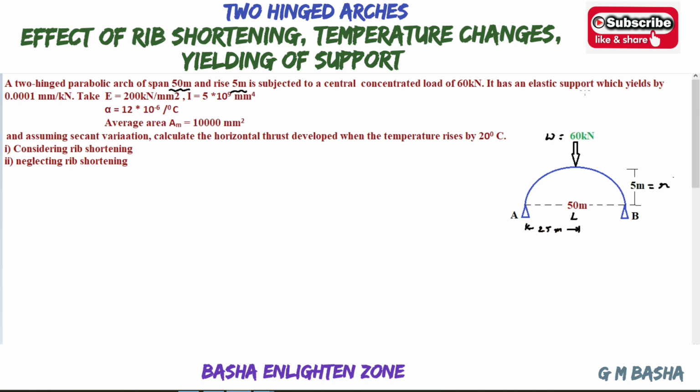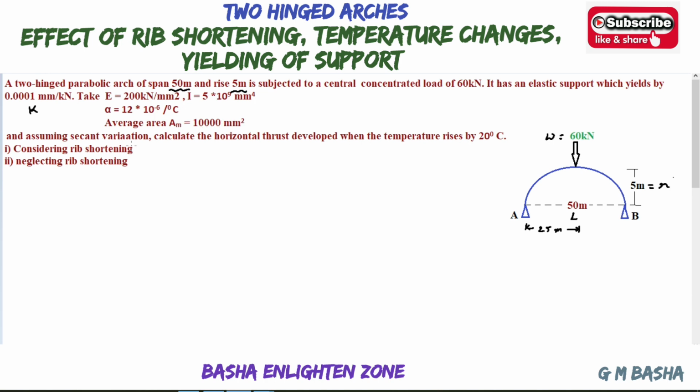It has an elastic support which yields by 0.0001 mm per kilonewton. So that will be K, the elastic yield of the support, denoted with K. Take E equal to 200 kilonewton per mm square and I equal to 5 into 10 to the power of 9 mm to the power 4. And alpha equal to 12 into 10 to the power of minus 6 per degree centigrade, and average area approximately 10,000 mm square.